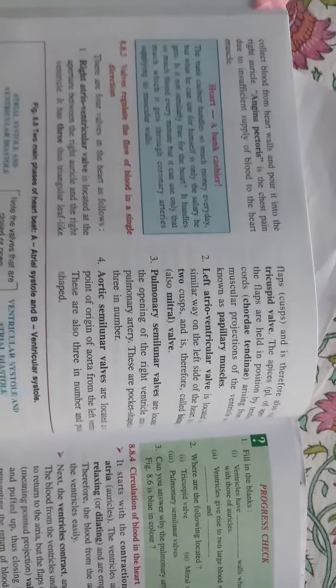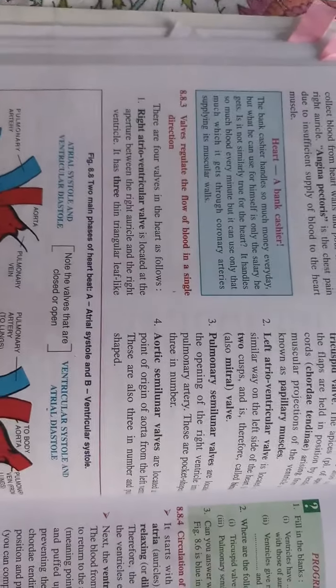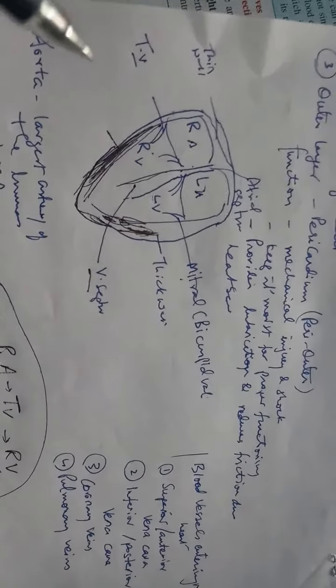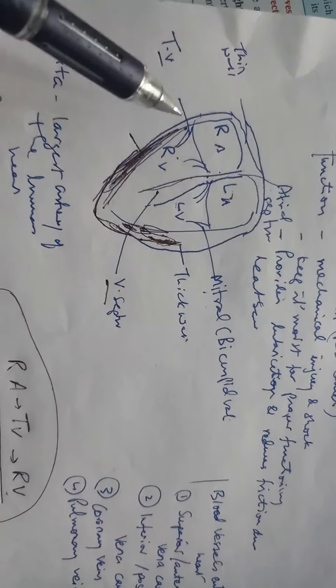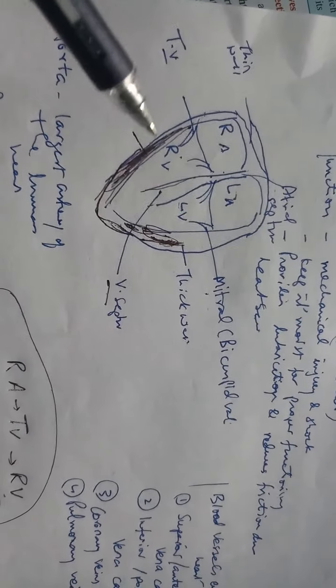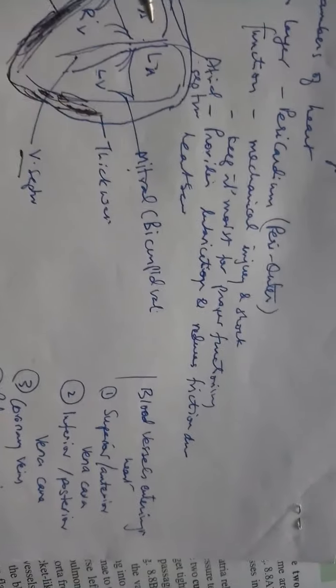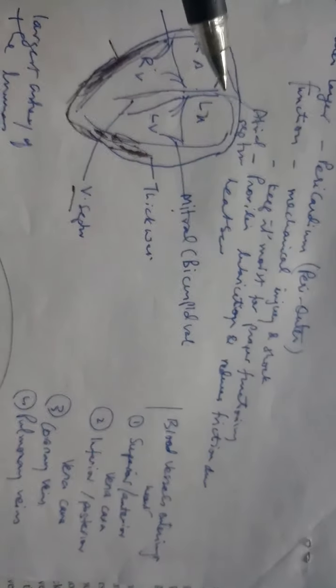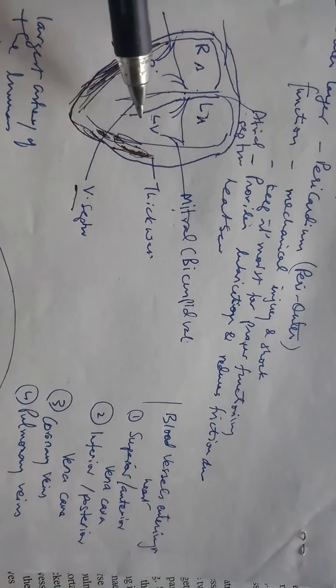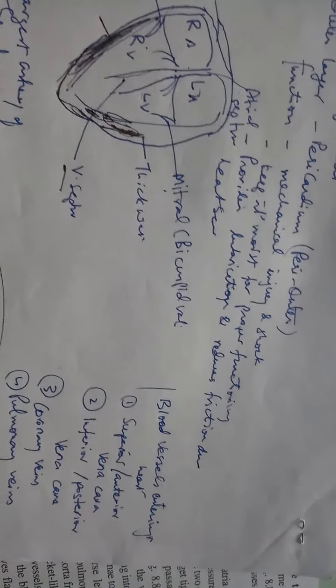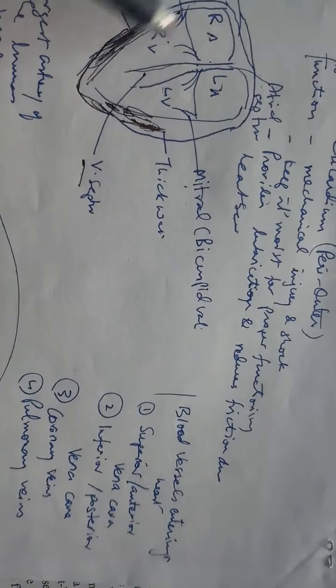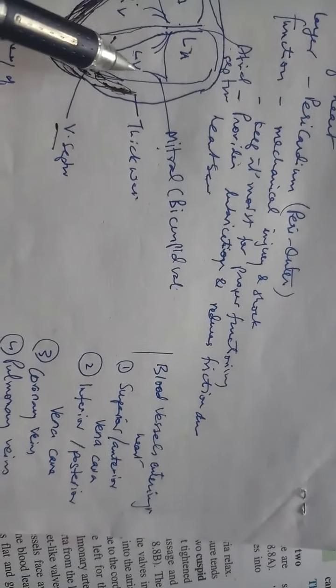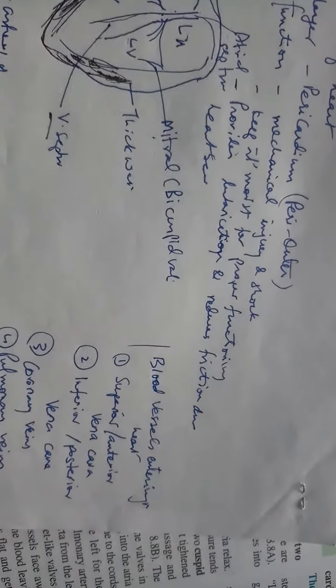Now look at the different valves. I already touched on these valves in a previous topic. Take a look at this again. The tricuspid valve is between the right atrium and right ventricle, and the bicuspid valve, or mitral valve, is between the left atrium and left ventricle, right? Tricuspid has three flaps, bicuspid has two flaps, and we also call it the mitral valve.